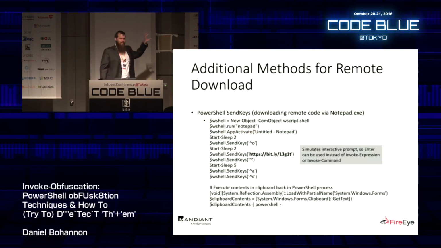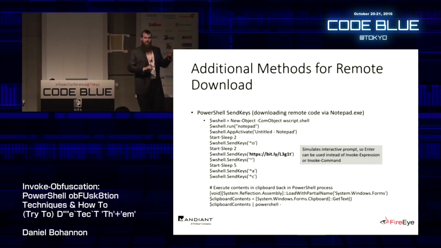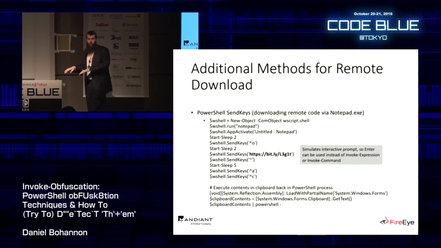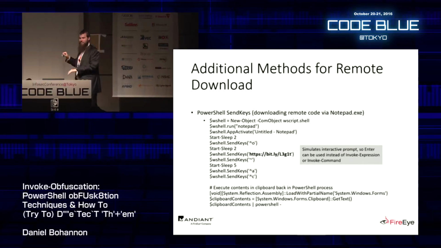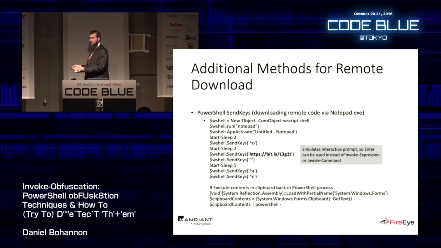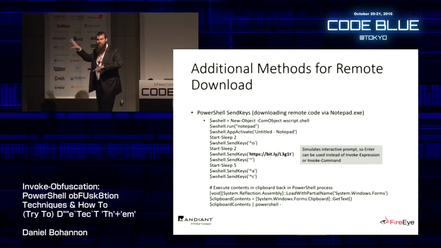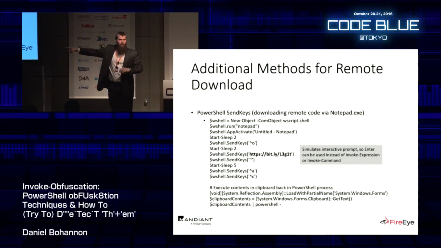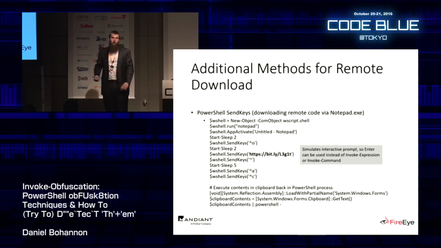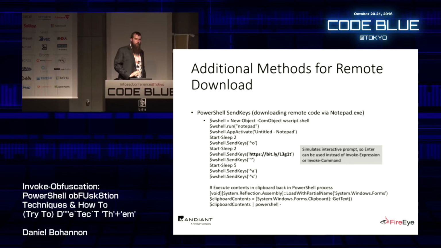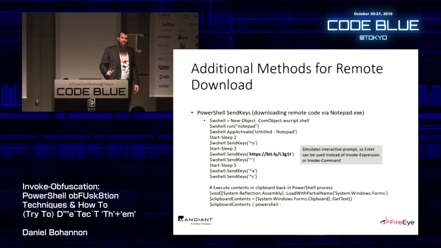So this code launches Notepad. It then sends the keys Control-O to open. It then sends the keys of the malicious URL, hits an enter key, waits a couple seconds, then sends Control-A to select all that text in Notepad, Control-C to copy it, and then the last portion at the bottom is basically pulling that command out of the clipboard and then invoking it. So in this example, PowerShell never made a network connection. Notepad did.